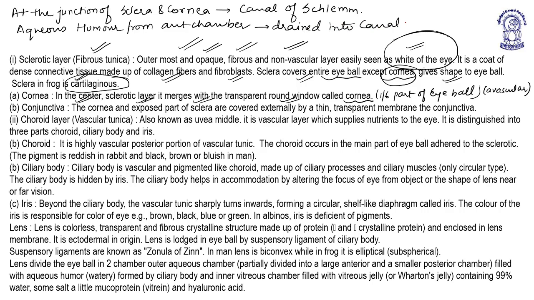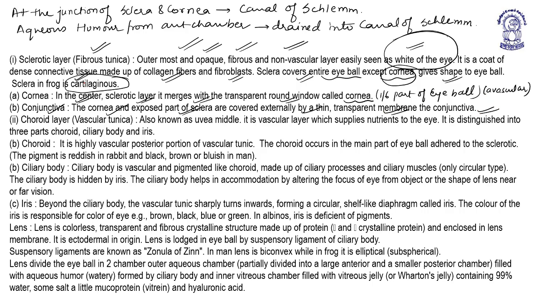Drain into canal of Schlemm. Okay. Then comes the conjunctiva. The cornea and the exposed part of the sclera are covered externally by a thin transparent membrane called conjunctiva.